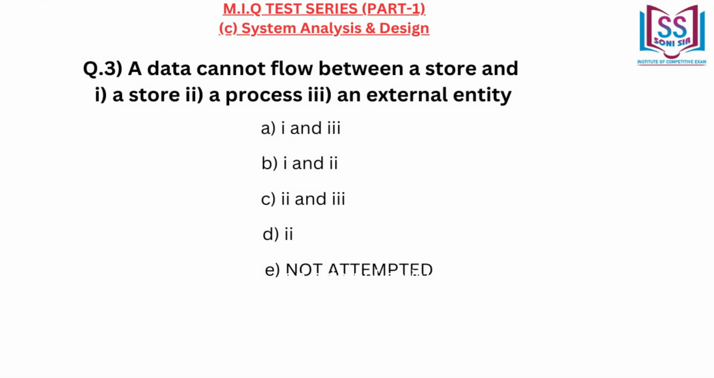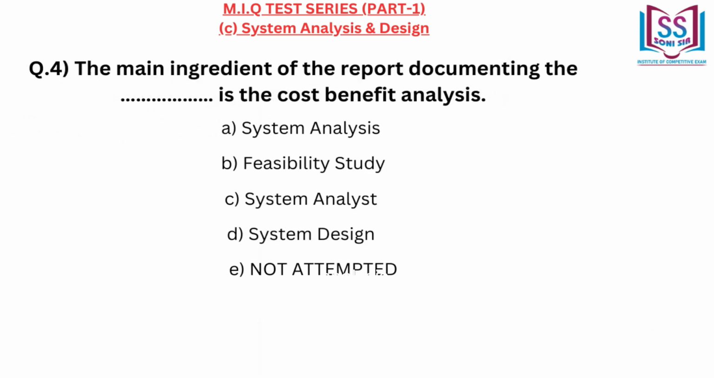A data cannot flow between a store and 1, a store 2, a process 3. An external entity. A. 1 and 3. B. 1 and 2. C. 2 and 3. D. 2. The main ingredient of the report documenting the dash is the cost-benefit analysis. A. System analysis. B. Feasibility study. C. System analyst. D. System design.